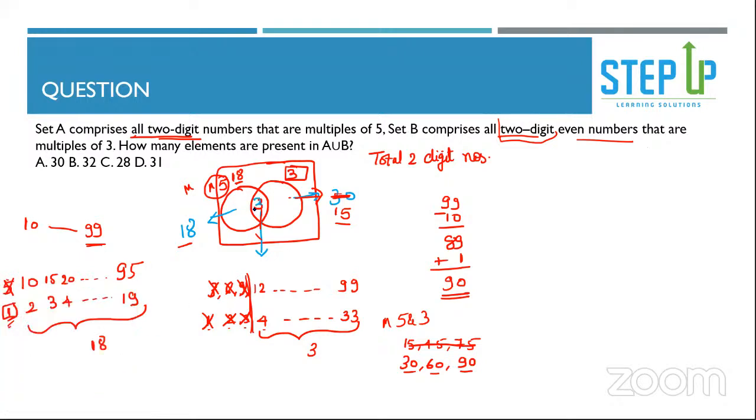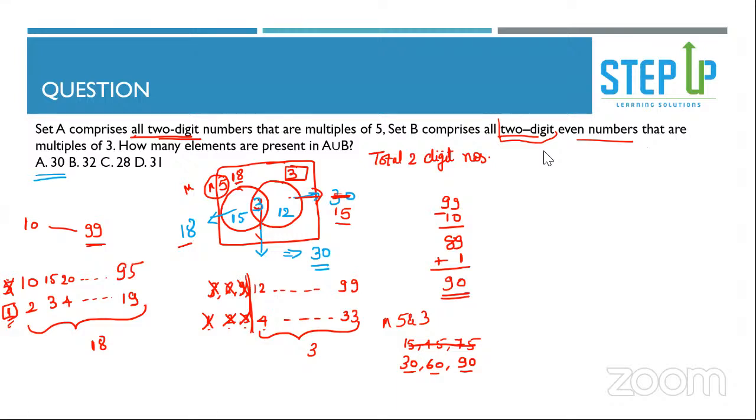Now what? These are 3, these are 18, it means that this will be 15. These are 3, it means that this would be 12. So 12 plus 3, 15. So my answer is 30. 15 plus 3 plus 12. A union B. Answer is 30. 30 is the answer.